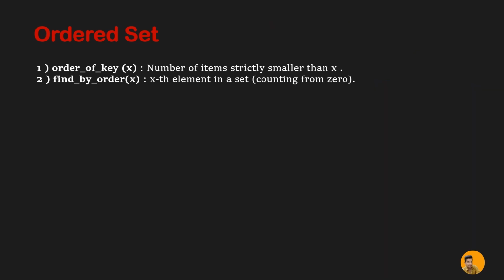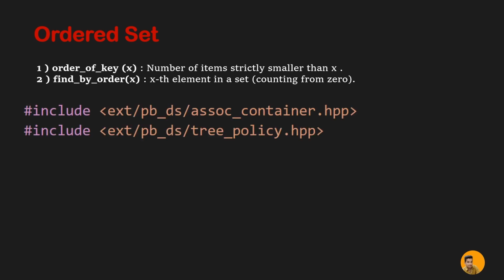So how are we going to use this ordered set? First of all, we need to include two additional header files: associative container and tree policy. This associative container is like a group which has sets, multimaps, these types of associative data containers. So we include this because we are going to use this set as an associative container. And then we have the tree policy.